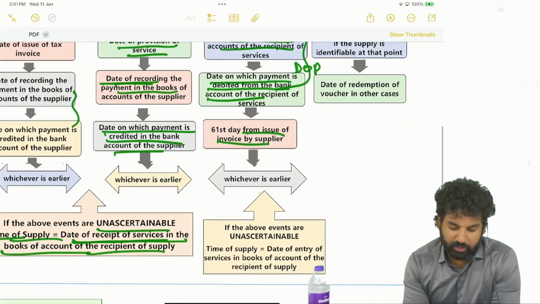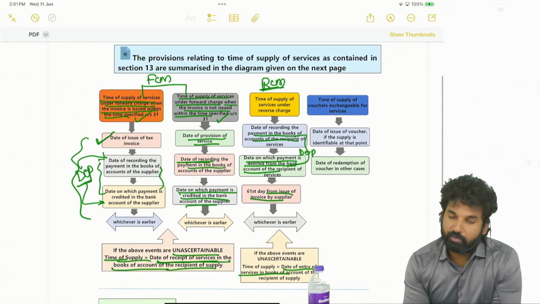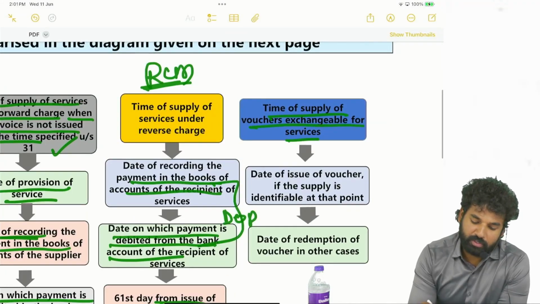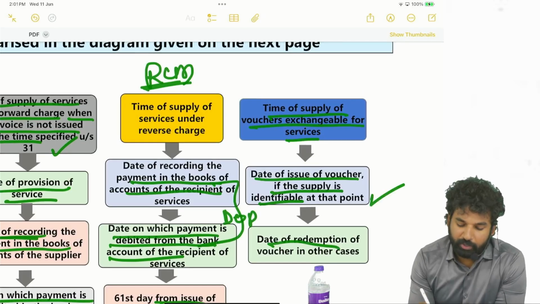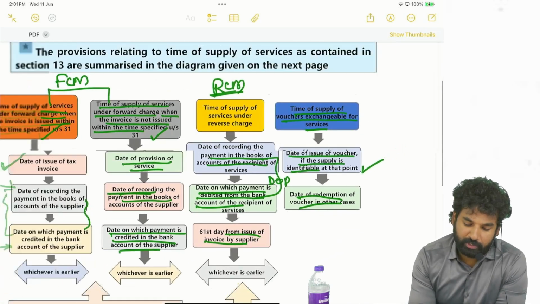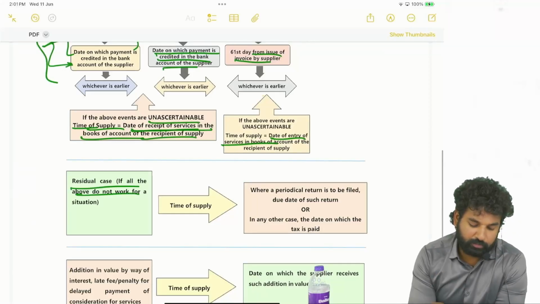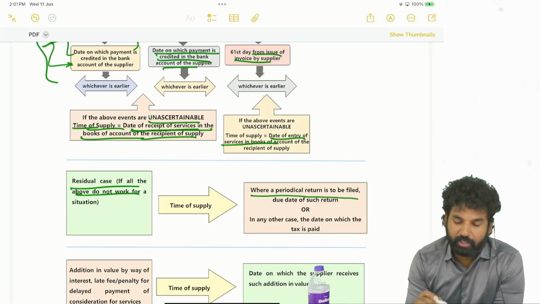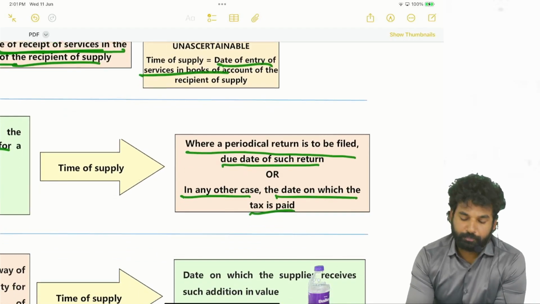If it is not ascertainable, date of entry of the service in the books of accounts of the recipient of supply. Next, time of supply of vouchers exchangeable for services: date of issue of vouchers if the supply is identifiable at that time, or date of redemption of the vouchers in other cases. Next, residual cases, if the above does not work for any situation. In such cases, where periodical return is to be filed, due date of such return, or in any other case, date on which the tax is paid.